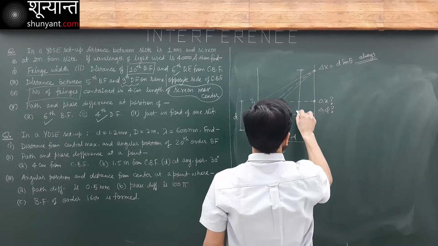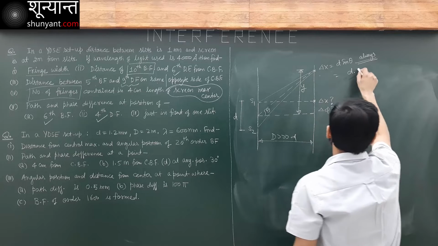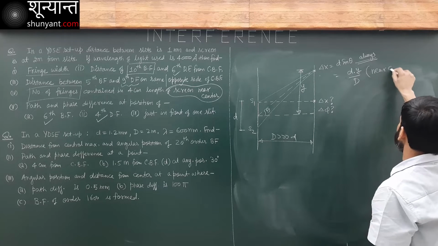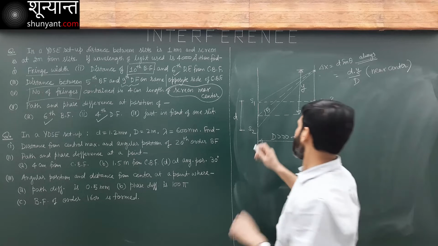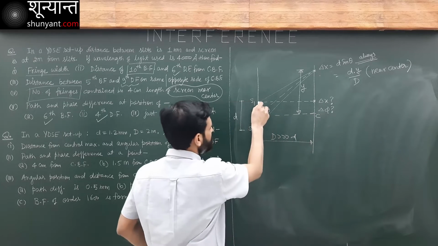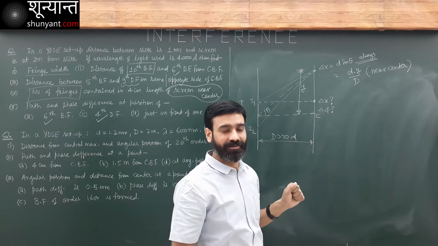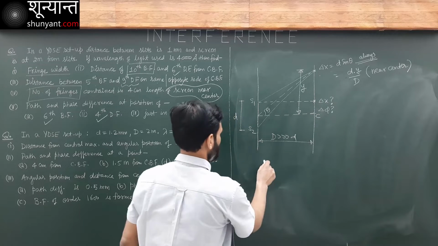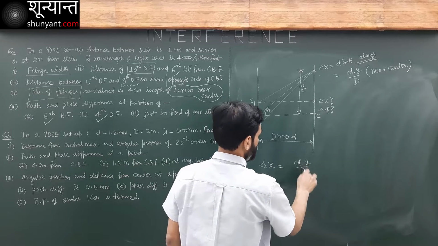Now, I can reduce this in terms of distance from center. If this is y, I can write this as dy over D. But that happens only near the center. When I'm talking about a point in front of one slit, this point is actually near the center, so I can use this formula for path difference. So I can write delta x is equal to d into y over D.